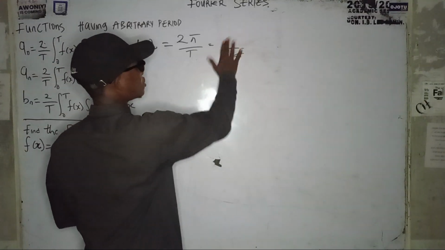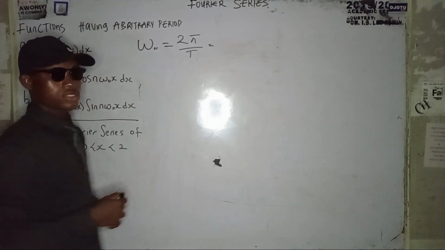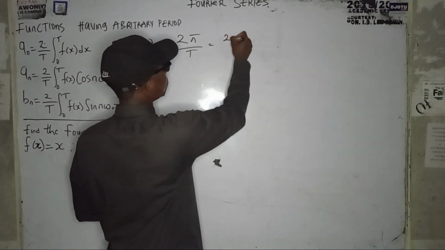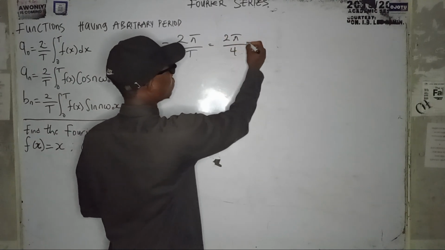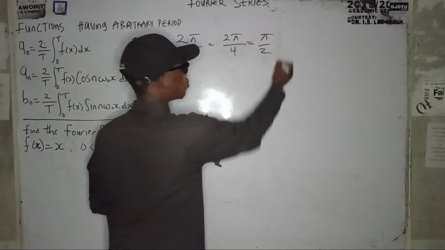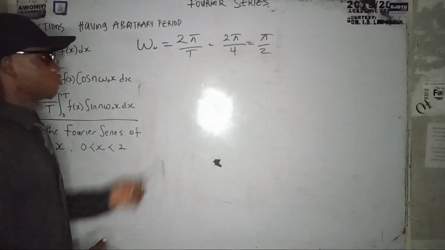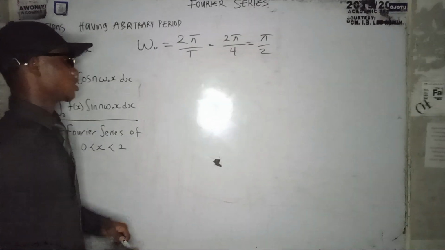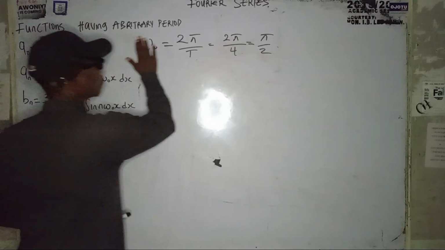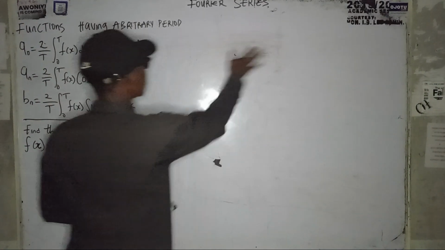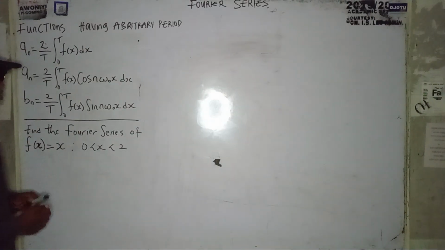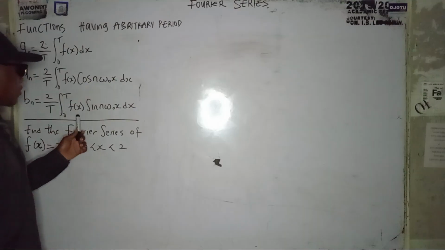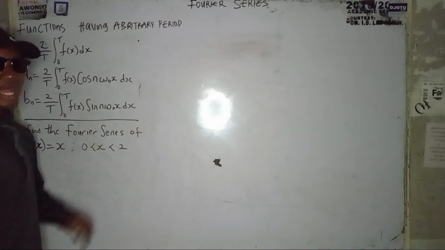But in this particular scenario, if we have T as something like 4, this will become 2 pi over 4, which becomes pi over 2 at the end of the day. So in this scenario, we would have to input all these values there. Now let's move on. Also our b n is equal to 2 over T, the integral from 0 to T, the period, of f of x sine n omega x dx.